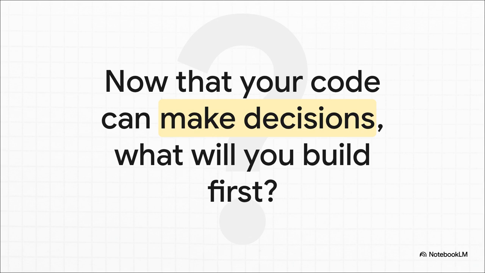And really, that's it. You now have the fundamental building block for making your code truly interactive, for making it smart. You can build games with rules. You can make apps that actually respond to what a user is doing. This simple if statement is the key that unlocks it all. So, the only question left is, what are you going to build first?